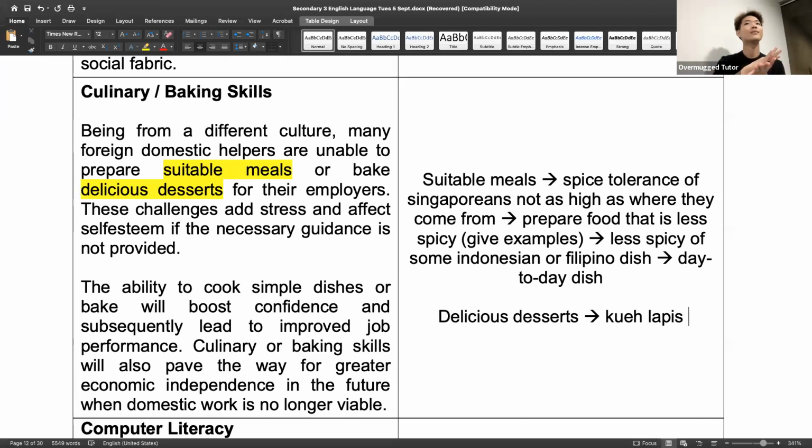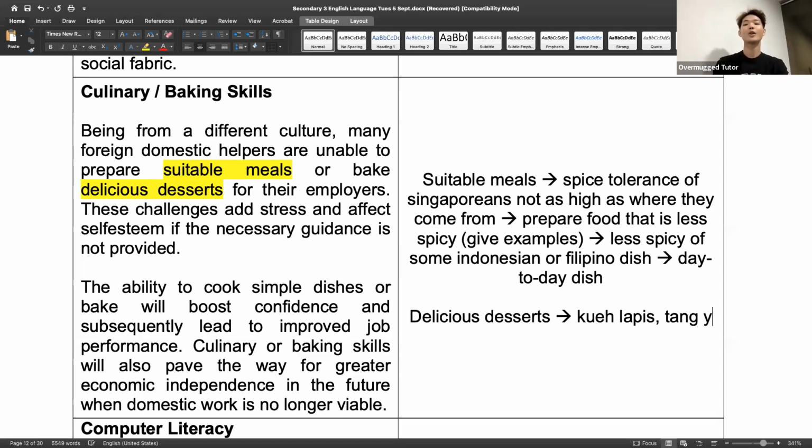Not the agar one. What is it? The layer on red, green, blue. It's not lapis. Lapis is the cake, right? Okay. Yeah, the layer, right? But there's another one. It's the red, green, and blue. Okay, that one not important. Never mind. Just talk about some delicious dessert.